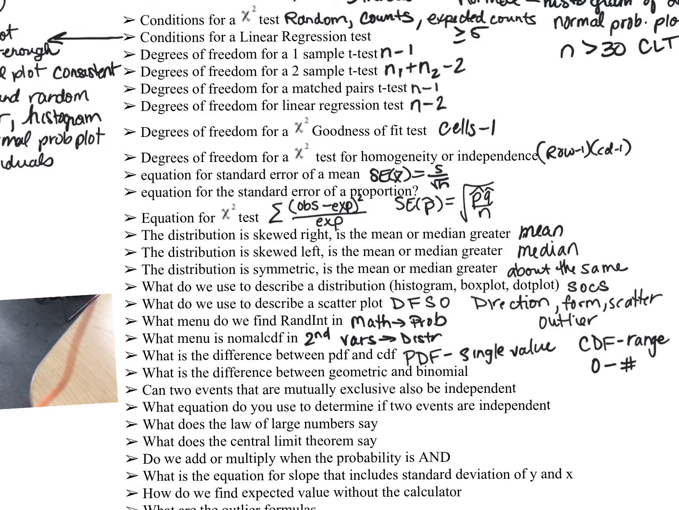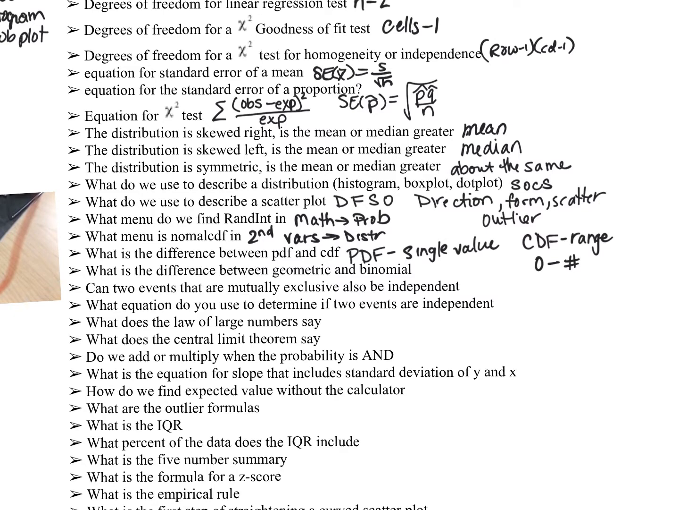What about, Kaylee, do you know the difference between geometric and binomial? One of them is like... Geometric is the first success on the nth trial. So I have my first basket I make on my 5th attempt.